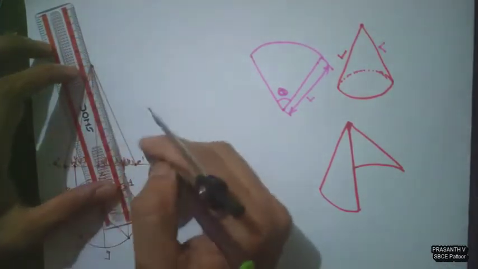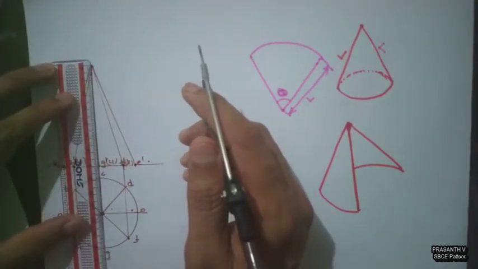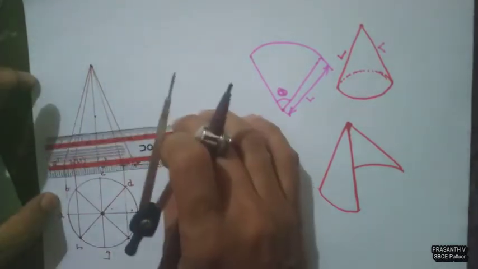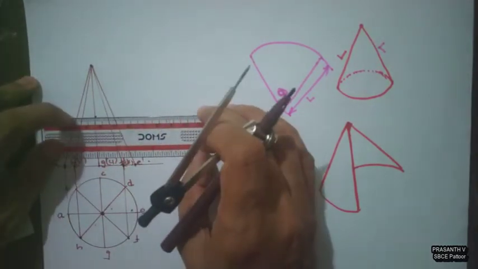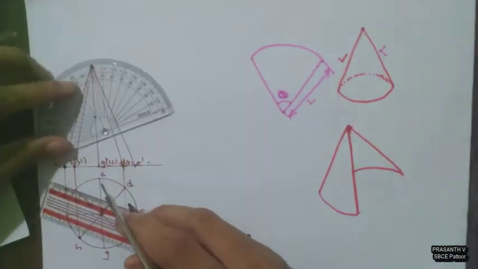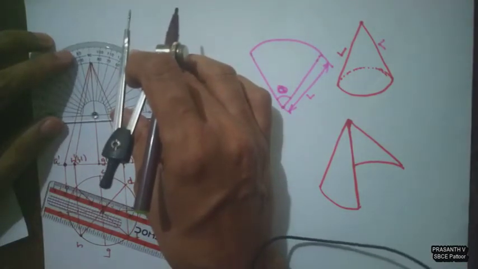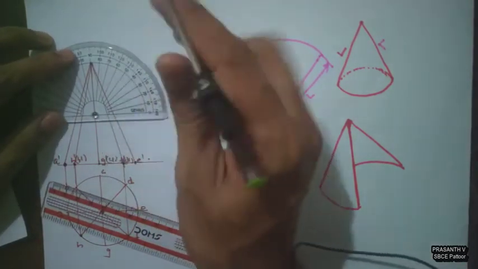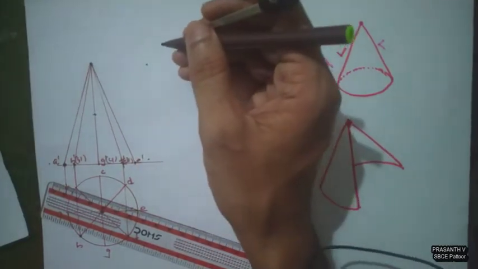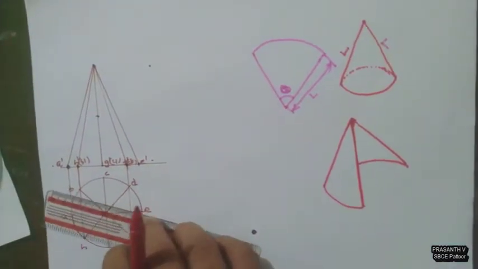After completing this, now you can draw the section plane also. Section plane bisecting the axis. So you mark the bisecting point on the axis and draw a section plane at an angle of 45 degrees. Sorry, not 45 degrees. The question is given as 40 degrees. So the angle of the section plane is 40 degrees.